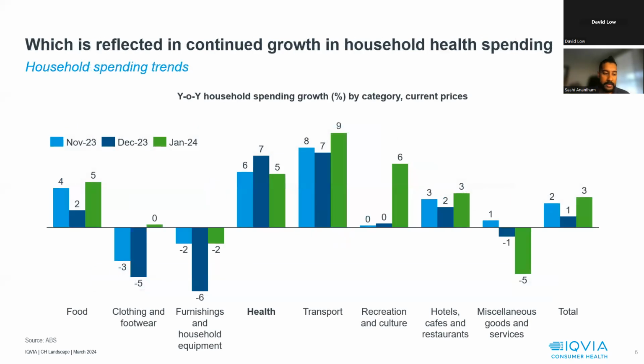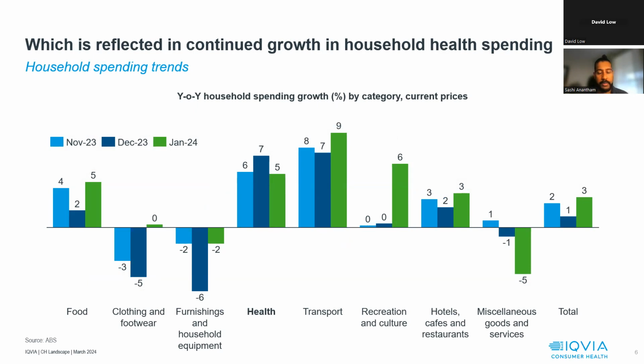Now, this also manifests in other data sets. So if you look at what the ABS reports on in terms of how consumers spend across the country, what you're seeing is percentage growth from a year-on-year perspective ending November 2023, December 2023, or January 2024. And what you can see standing out besides transport is healthcare. So healthcare still remains strong in terms of year-on-year spending from a household perspective. So 6%, 7%, and 5% compared to transport. Now, transport, of course, is elevated because petrol prices remain elevated.